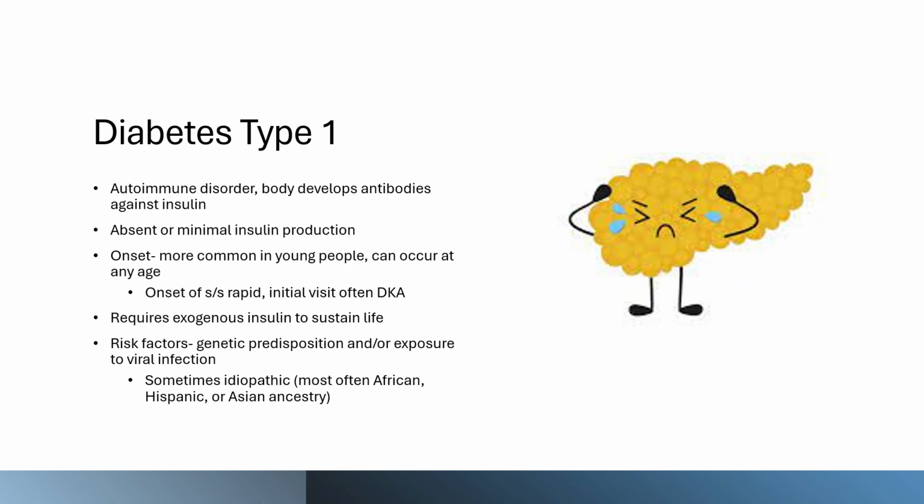They must have that. The risk factors for type 1 diabetes: there is definitely a genetic predisposition or exposure to viral infections. Sometimes it's idiopathic, so that's most often in African Americans, Hispanics, or Asians.